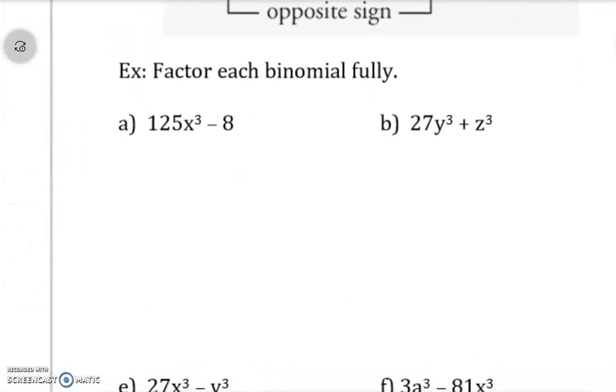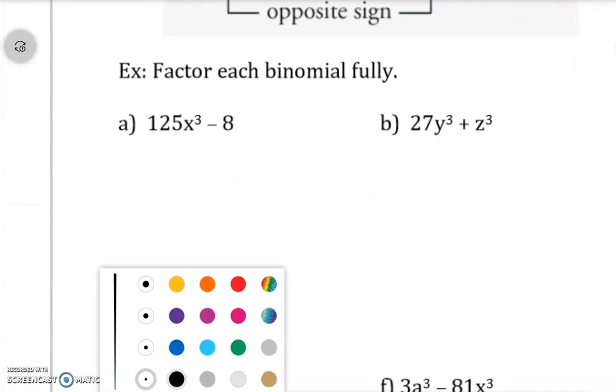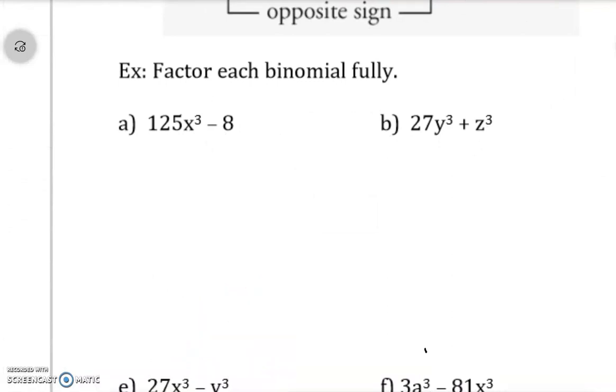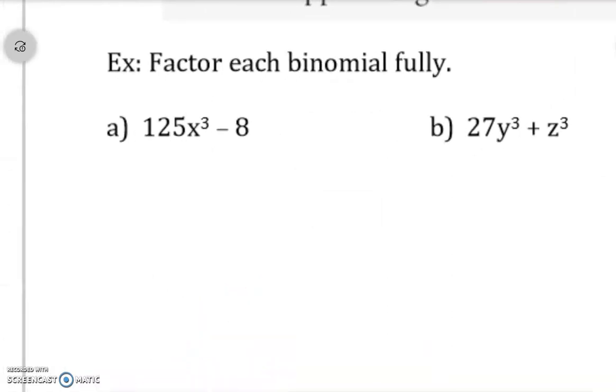Let's try some of these. Let's look at this one for an example. So we have 125x cubed minus 8. We definitely have a perfect cube here. So the cube root of that would be 5x. Right? 5x raised to the power of 3 would give me 125x cubed.